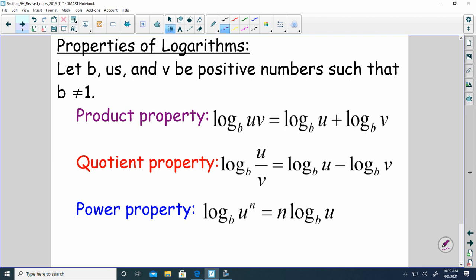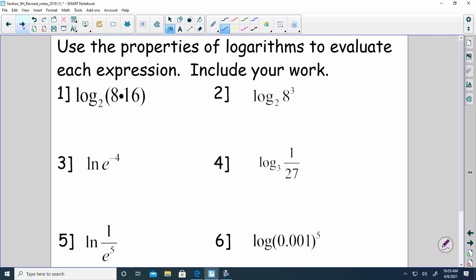If you're dividing, notice there's a negative sign. And if you have an exponent, the exponent can come down right out front. So it drops the exponents down. Okay? And we're going to focus on these rules in a moment, and they tell us that b is not going to be equal to 1. We're not going to have log base 1. All right. So let's keep that in mind.